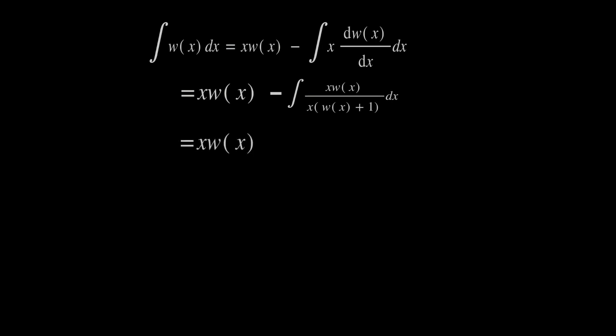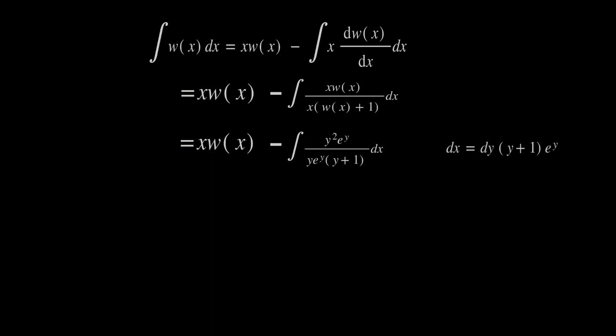This comes down to x W of x minus the integral of, we're going to replace every W of x we see by y, and every x we see by y e to the y. So this becomes y squared times e to the y over y e to the y times (y plus 1). Now don't get angry yet, we're gonna simplify everything in a bit. I just wanna do something first.